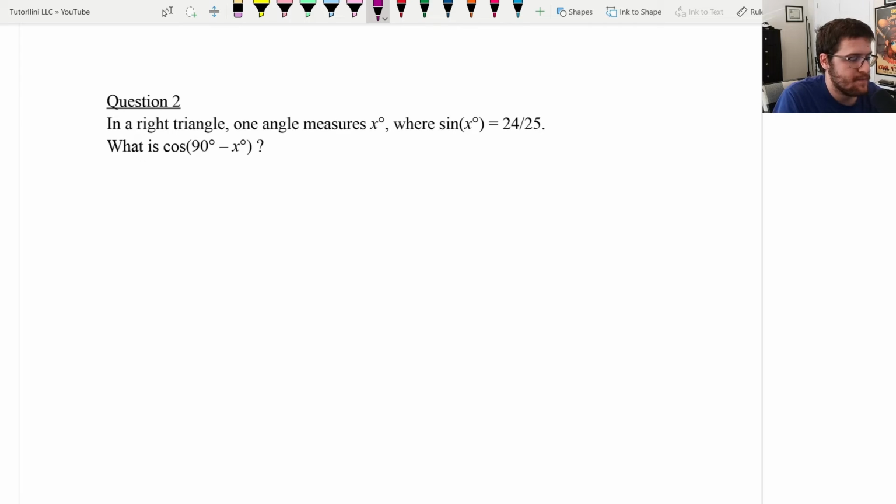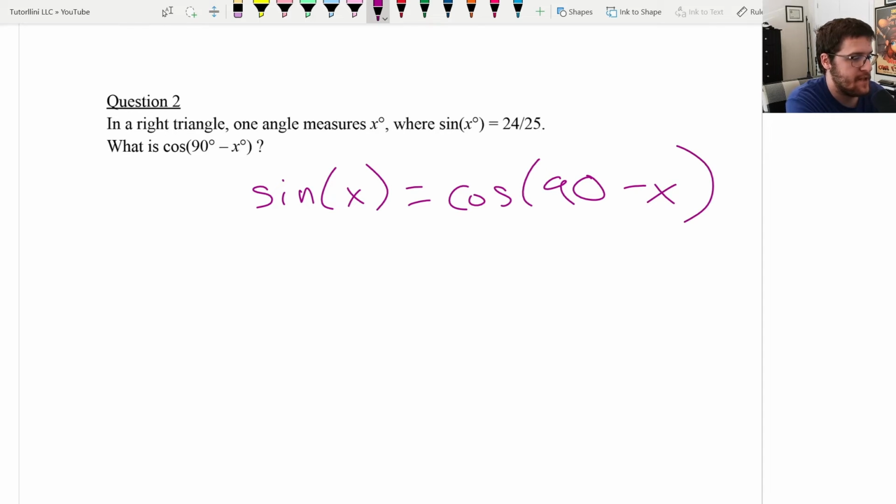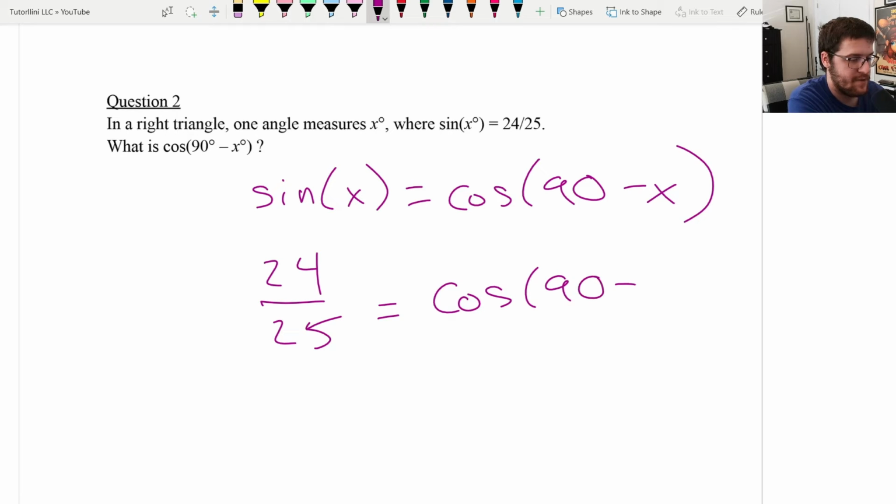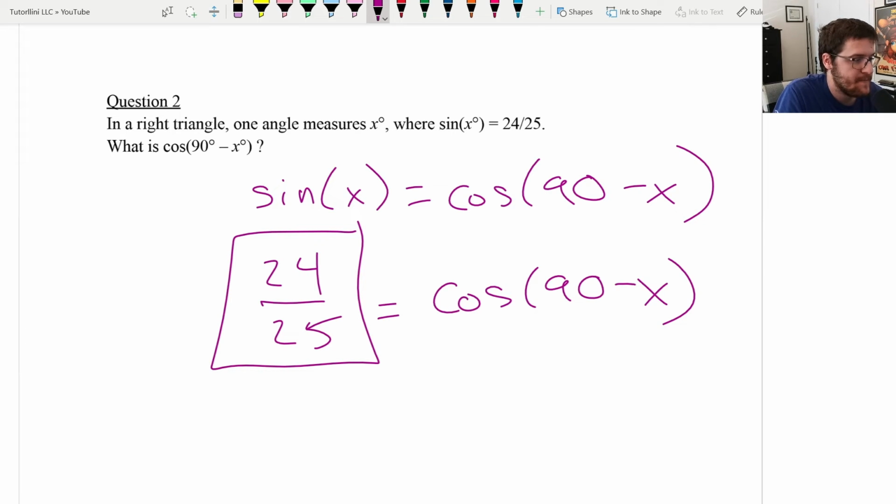Okay, question 2. For this one, same kind of deal. We talked about sine of x degrees is equal to cosine of 90 minus x degrees, just a cofunction identity that we have to remember. And if sine of x is 24 over 25, then that means cosine of 90 minus x is also equal to that. So that is our answer for the second one.